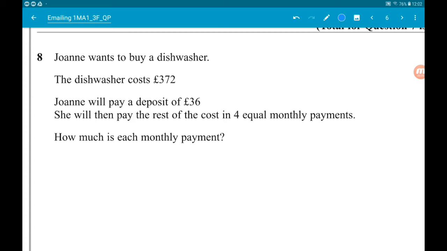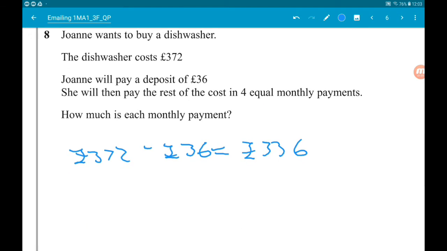Okay, so we want to work out how much is left to pay after paying the deposit. So 372 minus 36 is £336. So she's then going to pay that off in 4 equal payments. So we then do 336 divided by 4, and we get £84.